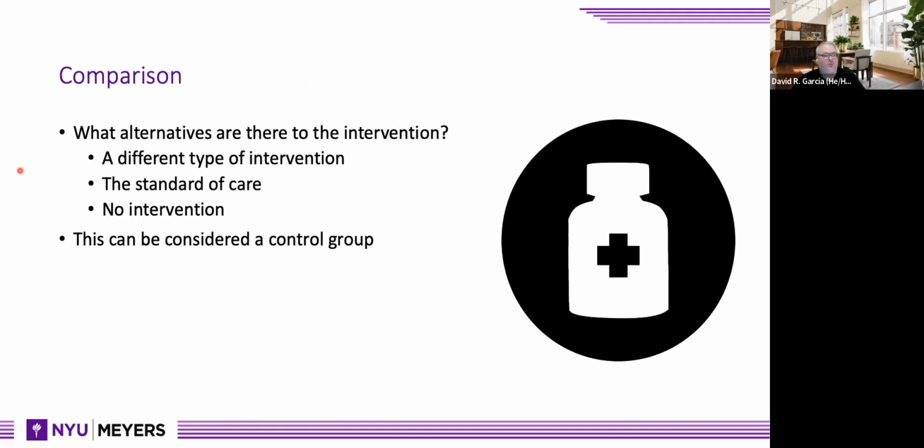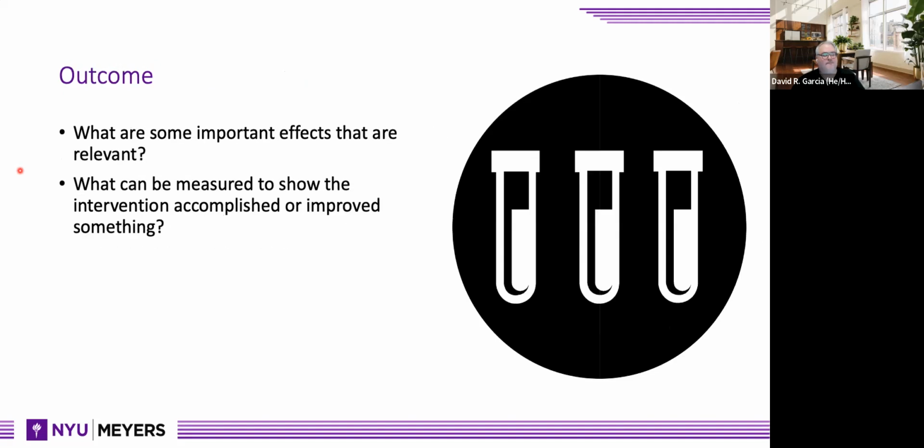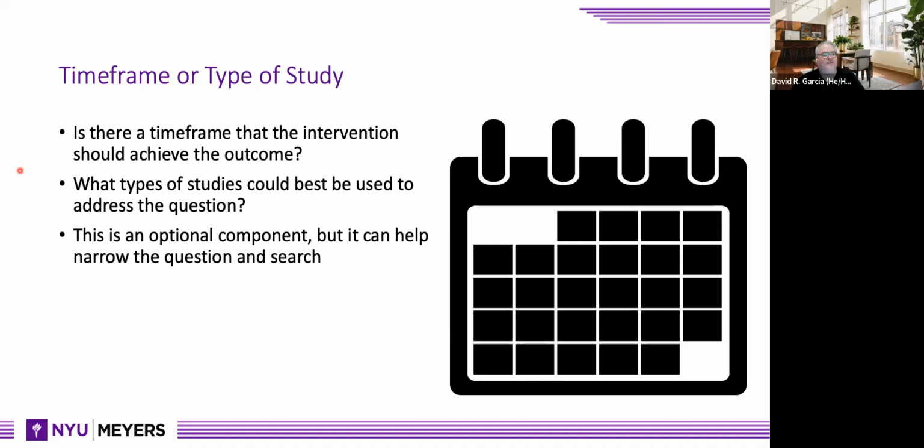For your comparison, what alternatives are there to the intervention? Is there a different intervention? Is there a standard of care? Is there no intervention at all? This is your control group. For your outcome, what are some important effects that are relevant? What can be measured to show the intervention accomplished or improved something? And for your time frame or type of study, is there a time frame that the intervention should achieve the outcome? What types of studies could best be used to address the question? This is optional, but it can help narrow that search.